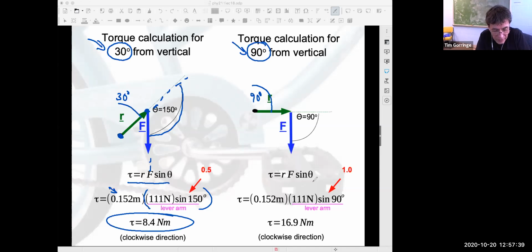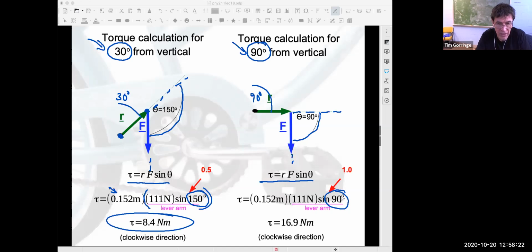On the right, I did exactly the same calculation, but for this new geometry. So there's no difference in the distance from the axis of rotation to where the force is applied. There's no difference in the strength of the force. But now the pedal is at a different location with respect to the vertical. There's a different angle between the direction of R and the direction of F. It's now 90 degrees between those two vectors. And so the only thing that changed in my calculation on the left and my calculation on the right is the angle.